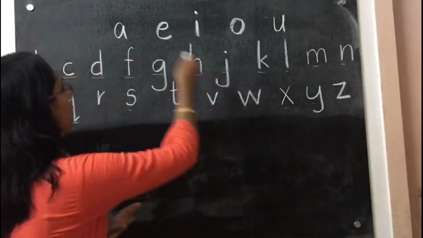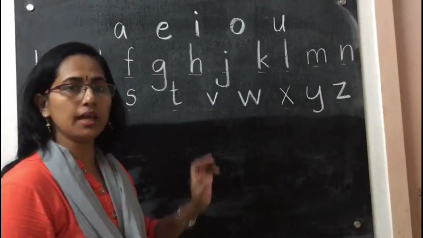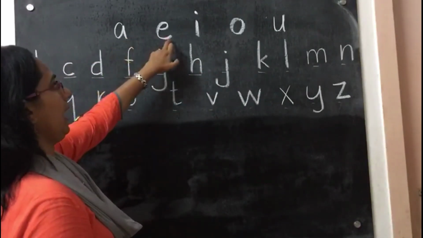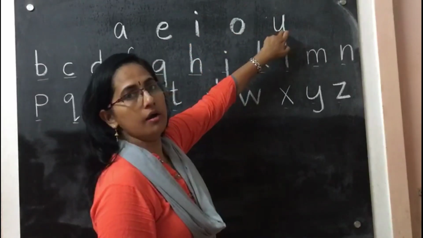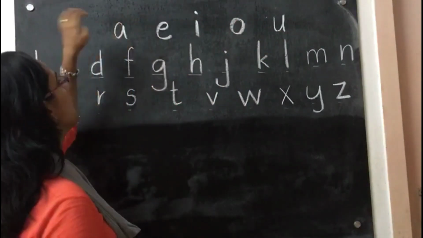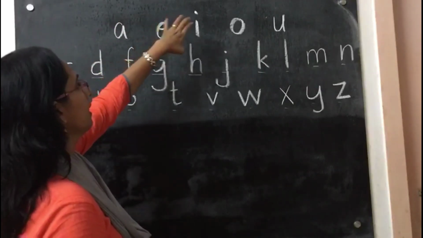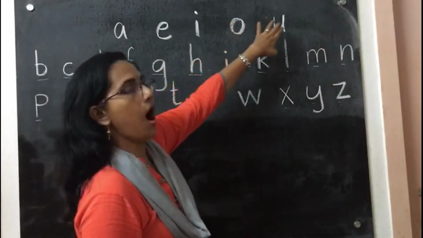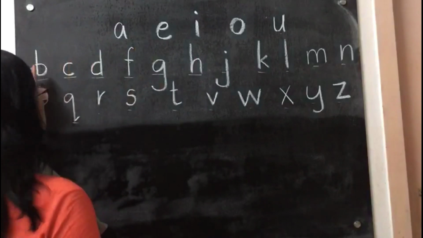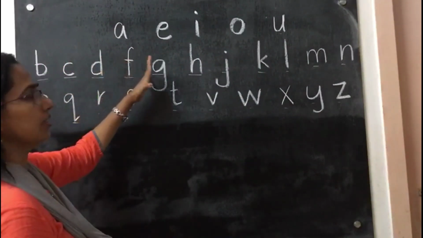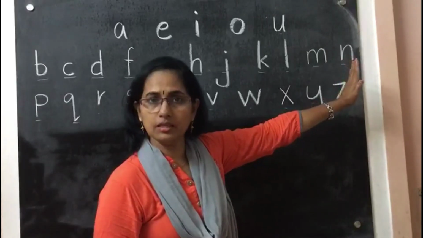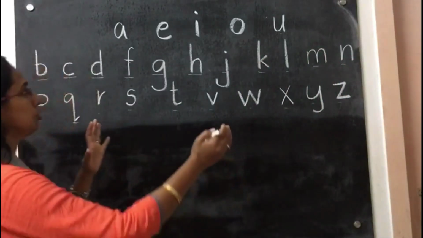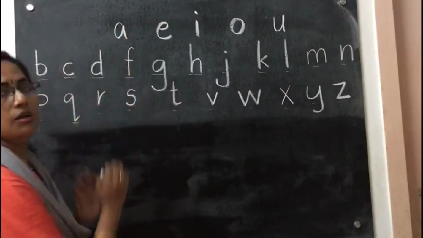Here we have vowels, 5 vowels. What are they? A, E, I, O, U. These are the sounds of vowels. And what about these? B, K, D, F, G. All these are consonants, right? Now I am going to join a vowel with a consonant.